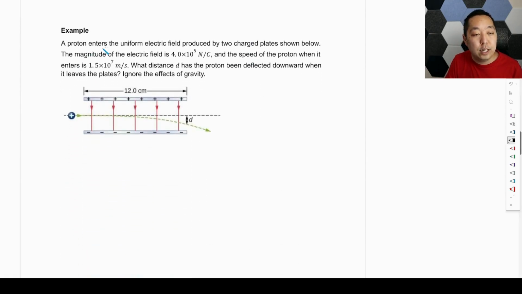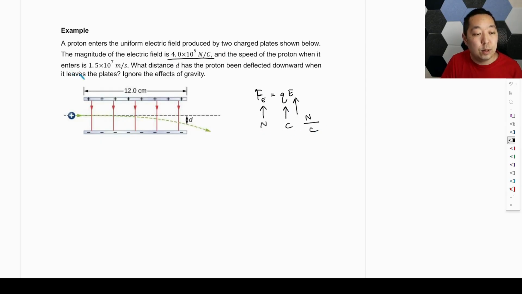Let's say we have a proton that enters a uniform electric field produced by two charged plates shown below. The magnitude of the electric field is this many newtons per coulomb, and that makes sense for the units, right? Because the force on the charge is Q times the electric field. This is measured in newtons. This is measured in coulombs. So the electric field has to be measured in newtons per coulomb for those to cancel and give you newtons.